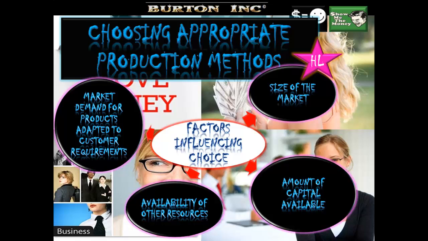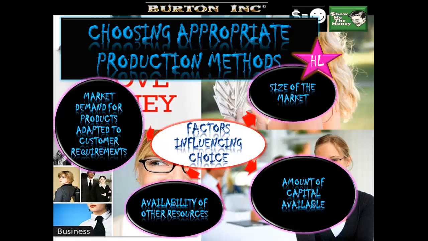Size of the market. If the market is very small, such as for designer clothes, then job production is likely to be used. Flow production is most efficiently adopted when the market for similar or identical products is very large and consistent throughout the year. If mass production is used in this way, then mass marketing methods will have to be adopted to sell the high output levels that can be manufactured.